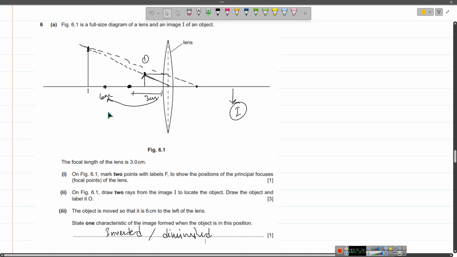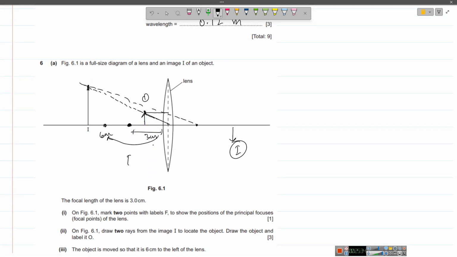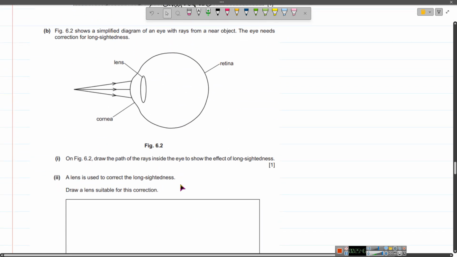So this is just a memory recollection they try to pull off, that you need to memorize that if the image is very large and the object is in front of it, so the object is between the focal point and the lens, only then you get an enlarged image at the back of the object. If you remember in the previous case, the paper that we were doing, we discussed this.